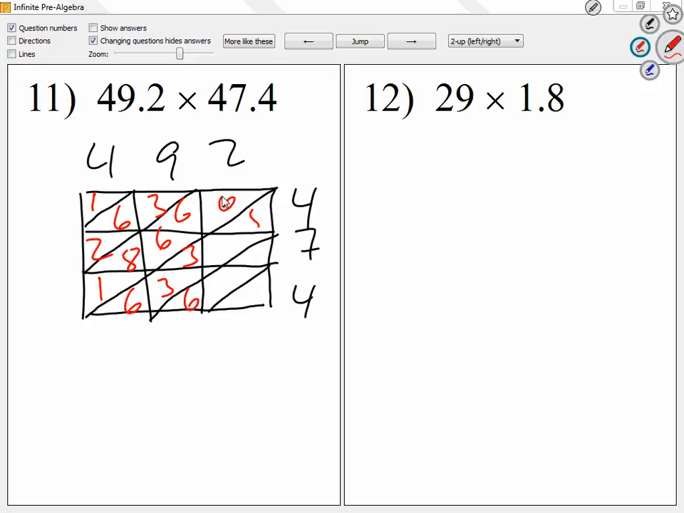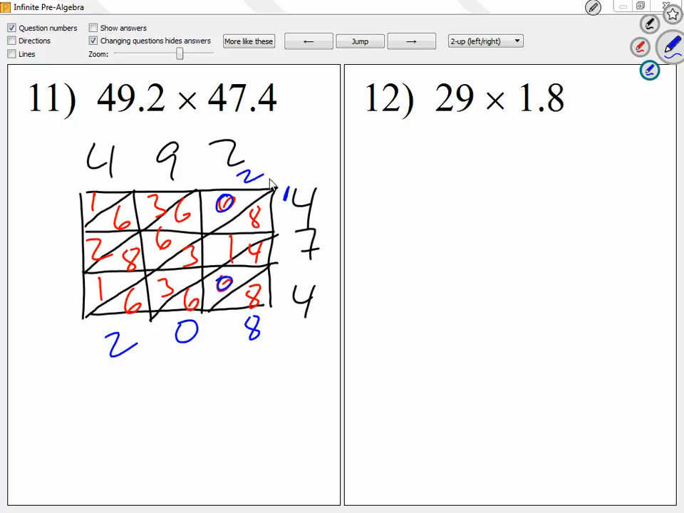2 times 4, 2 times 7, and 2 times 4. Alright, so now to finish this, I'm just going to add my rows. This is an 8. 4 plus 6, that was a 0. 4 plus 6 is 10, so carry the 1. 1 plus 8 plus 1 plus 3 plus 3 plus 6 is 22. So write down the 2, carry the 20.